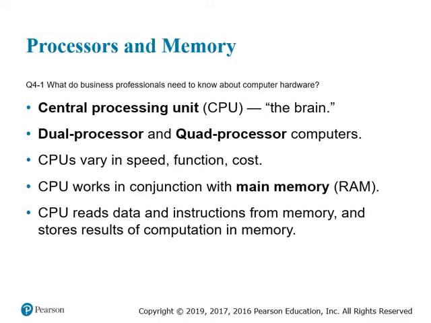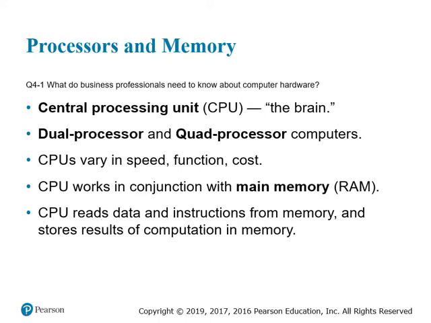Well, first, we've got a central processing unit, the brain. That's what controls everything. Like the name says, it's the central processing unit. It started out with just one processor, but now we have dual processors and quad processors. So dual meaning 2, quad meaning 4. 4 processors working together to accomplish a mission. You can have different speeds, function, costs.